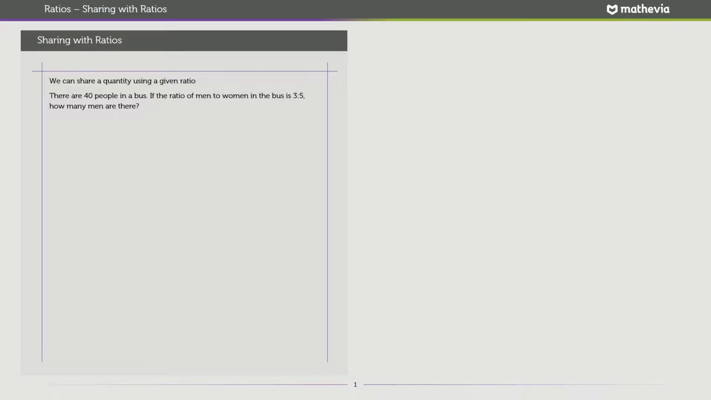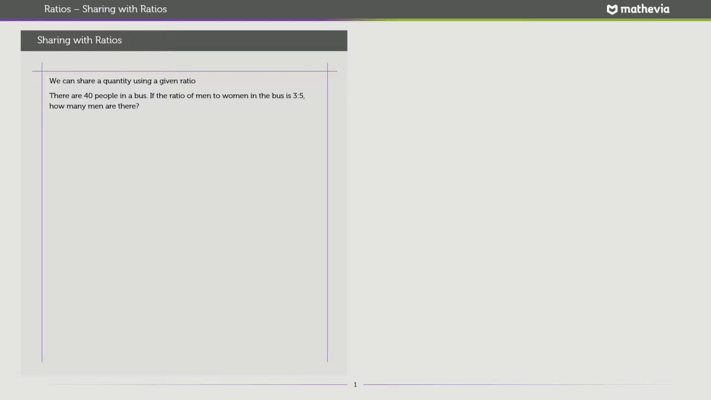Now, there are three steps to sharing with ratios. Three very simple steps, and I want you to follow very closely. So we're looking to share 40 people in the ratio 3:5, where 3 represents men. When you work in ratios, you need to be very clear. It says ratio of men to women, men to women, 3:5. 3 stands for men and 5 stands for women.